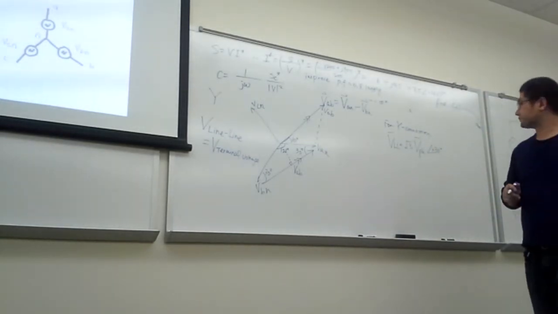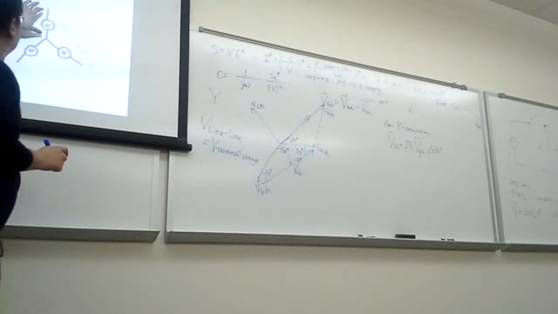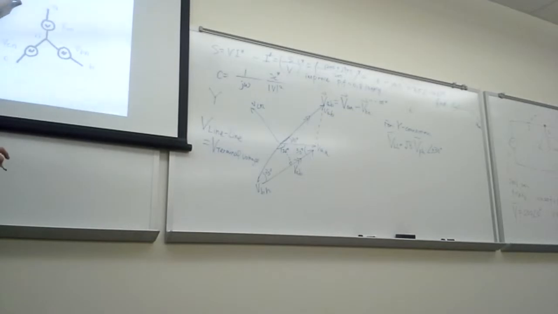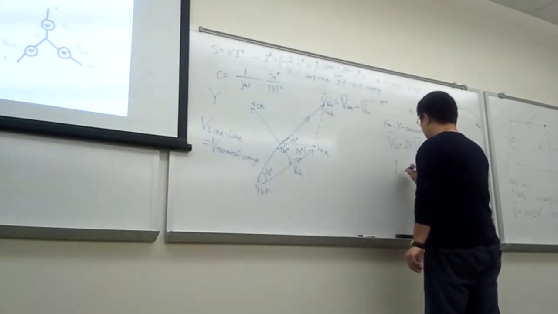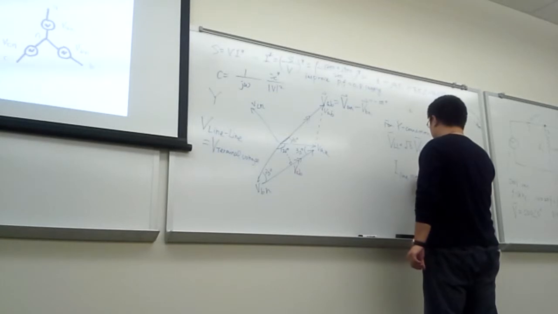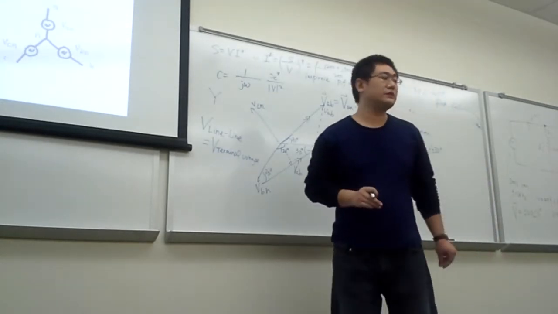And also, the line current is equal to the current per phase. The line current is equal to the current per phase. So I forgot to talk about the current. And the current in each line is equal to the current per phase. Well, I haven't given any definition yet, right?